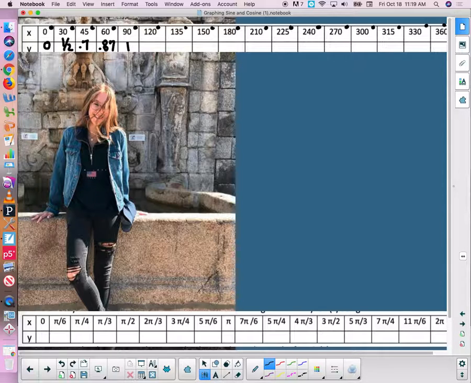Let's see. Chloe, sine of 120. 0.866. Okay. Rebecca, sine of 135. 0.7. Okay. Did you punch it in or did you just know? It's 45. Thank you. Okay. Sine of 150, Elena. 0.5. Okay. Sine of 180, birthday girl. 0. Thank you.